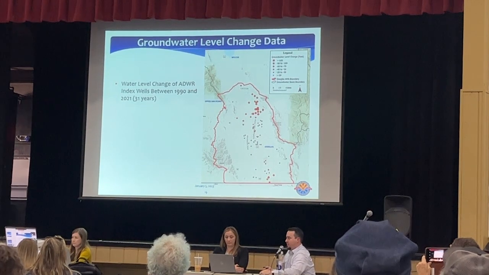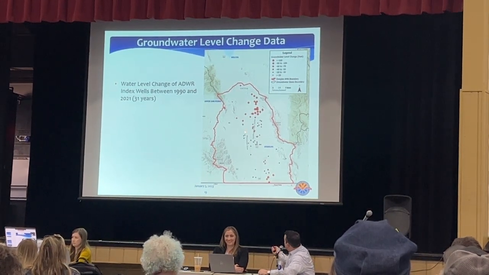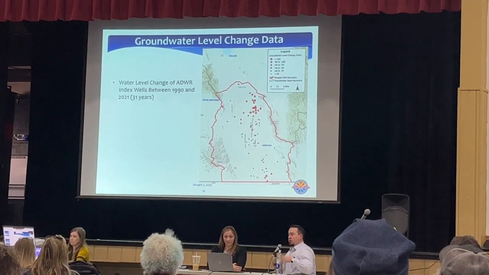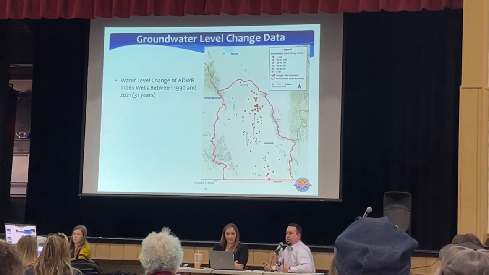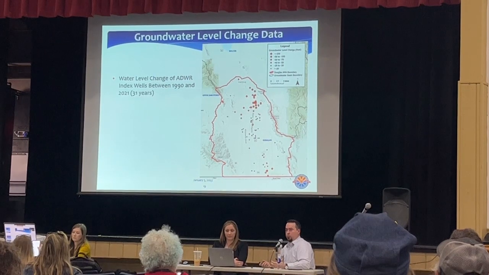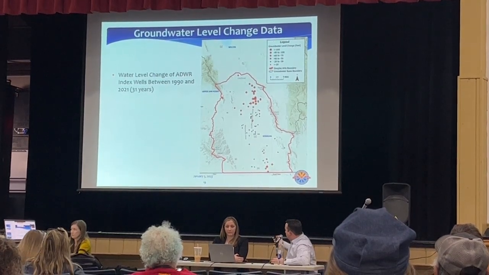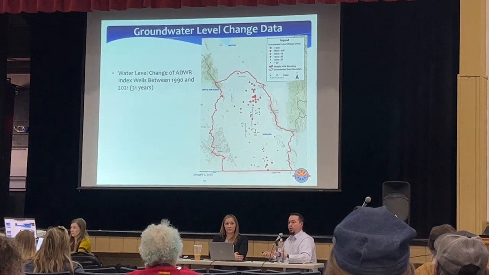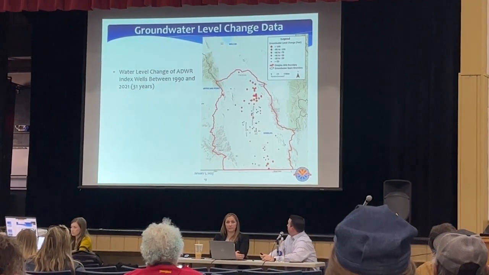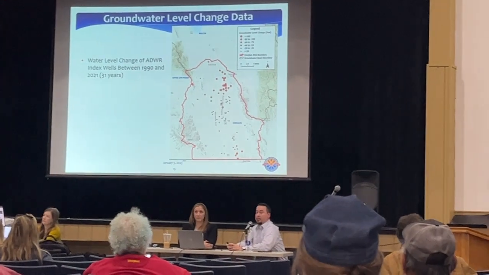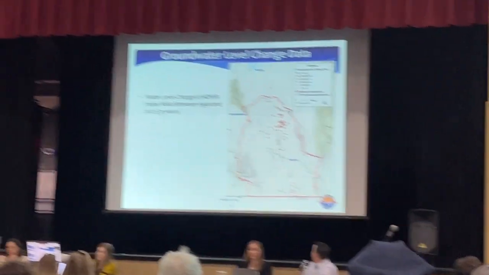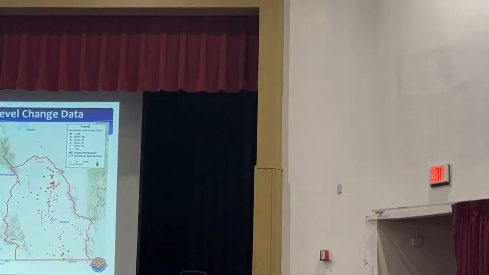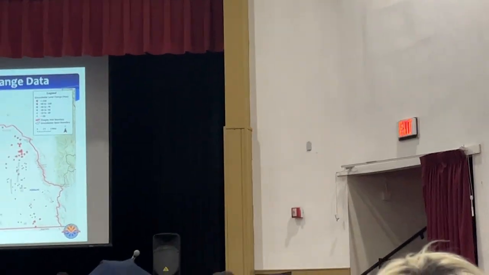I know it's probably hard to see in an auditorium, but there are some dots that are really small, and some dots that are much larger. The larger the dot, the higher the amount of observed drawdown over the 31 years. So you can see where they're concentrated. We've got a bunch here, and some down here that have more than 100 feet of decline in the last 31 years. The maximum decline that we've seen in these wells is over 200 feet, still in that same 31-year period.